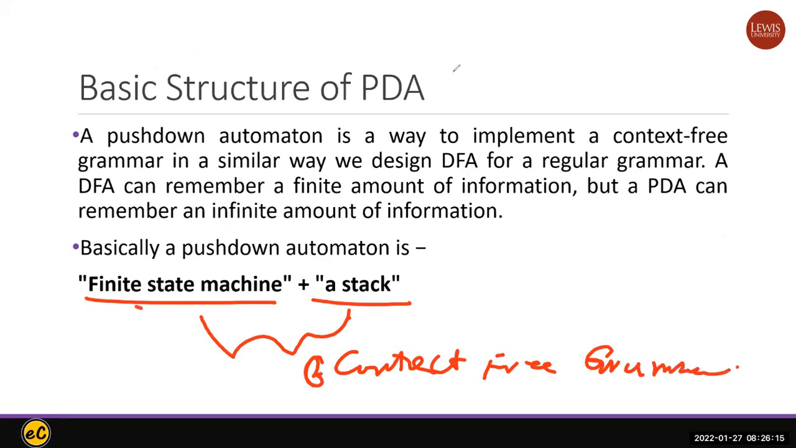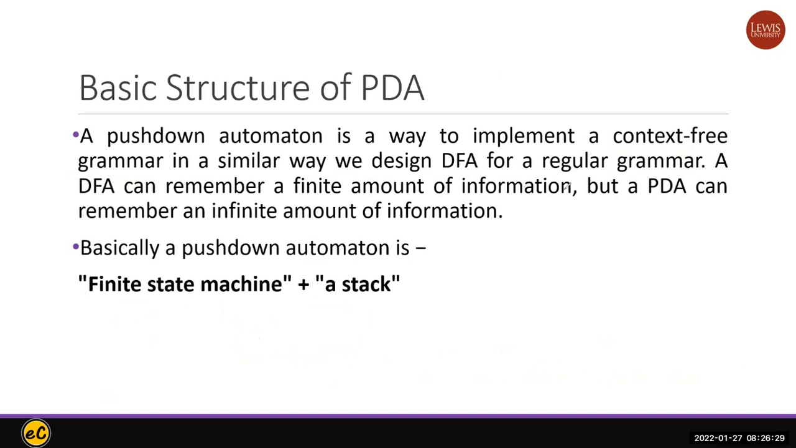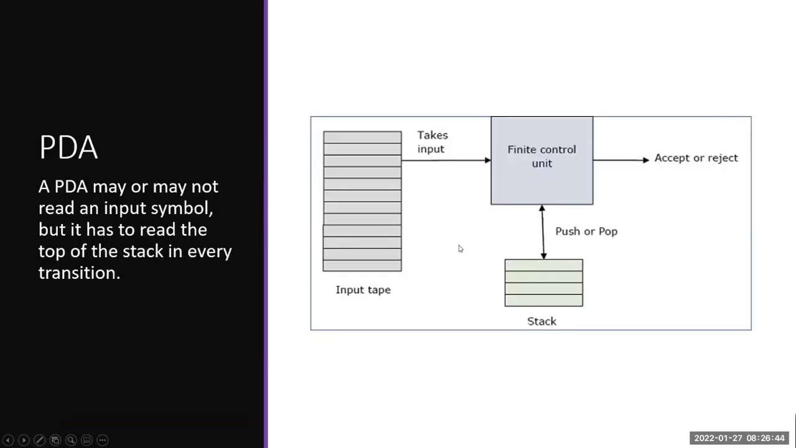Only finite state machines can be used for regular expressions. So Pushdown Automata is a way to implement context-free grammar in a similar way that we design a deterministic finite state machine for regular grammar. A DFA can remember a finite amount of information, but a PDA can remember an infinite amount of information because you can actually store it.